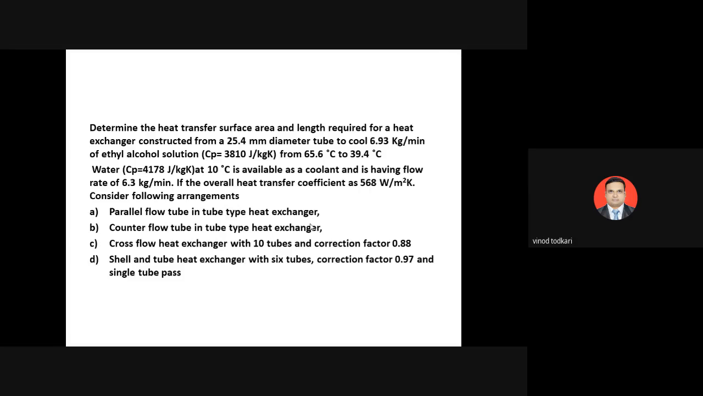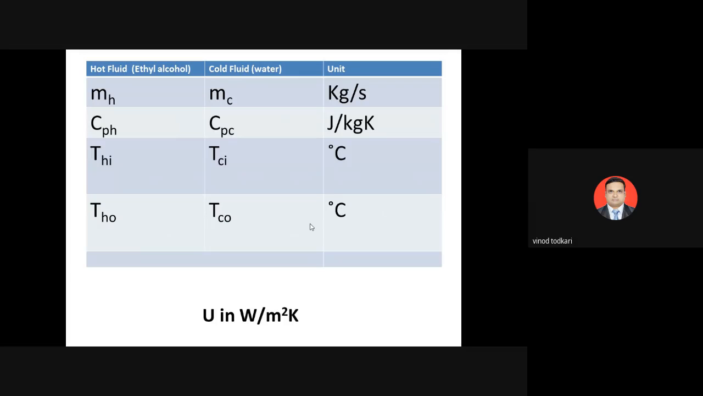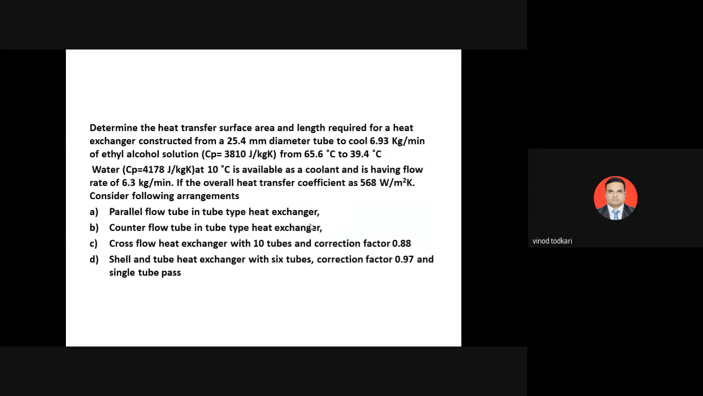Whenever we write given data, we'll write it down in a tabular format as far as numericals of heat exchangers are considered, right? So mh is given. It is given how much? 6.93. But can I take the value as it is? No, because the unit is kg per minute. What I will do? I will divide this 6.93 by 60. And I will write the unit in kg per second. Is it clear to you? So the value of mh is given.